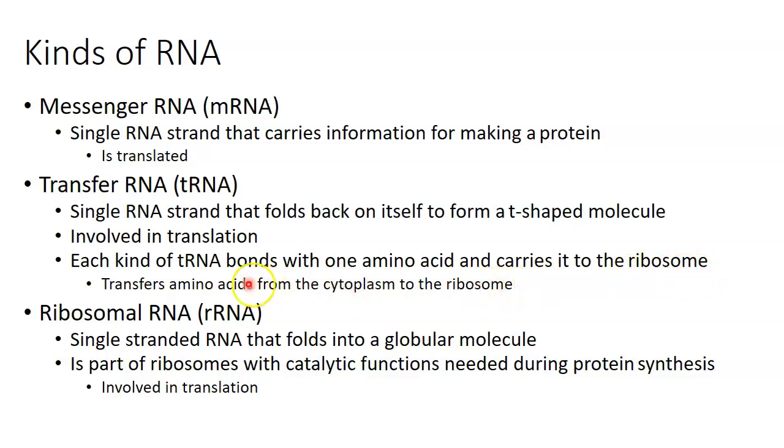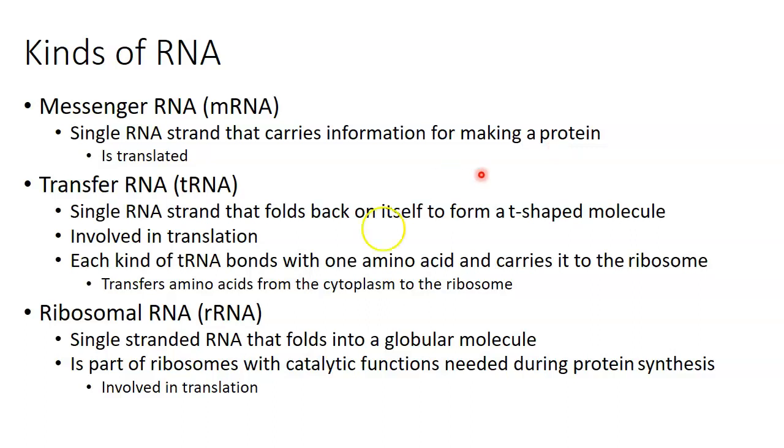So it's involved in translation, and its specific job is to bind to and carry amino acids to the ribosome. And hopefully you remember that proteins are made up of amino acids. So the tRNA is bringing in the monomer molecules that are going to be used to build the protein according to the sequence of bases in the mRNA.